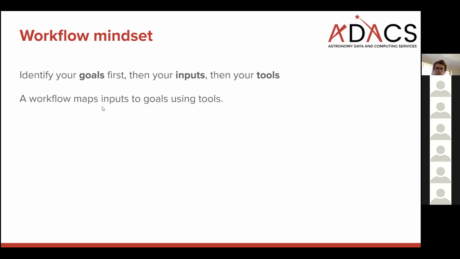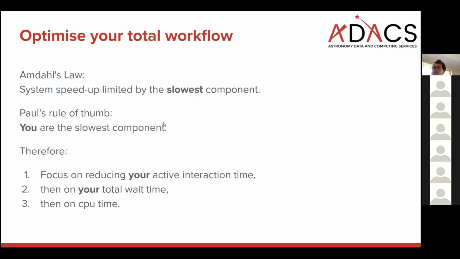Now, a workflow, here we go. The idea here is that you're trying to optimize your total workflow. So Amdahl's law in computing says that the system speed up is limited by the slowest component. And my rule of thumb is that you are the slowest component. The people are the slowest component in the workflow.